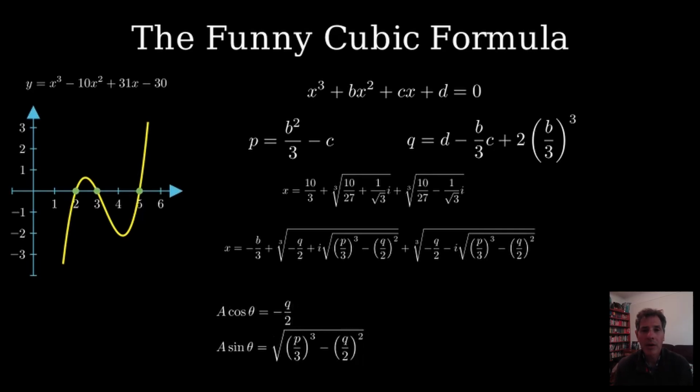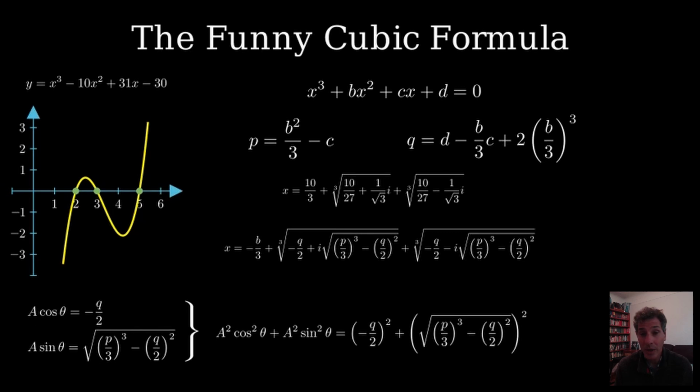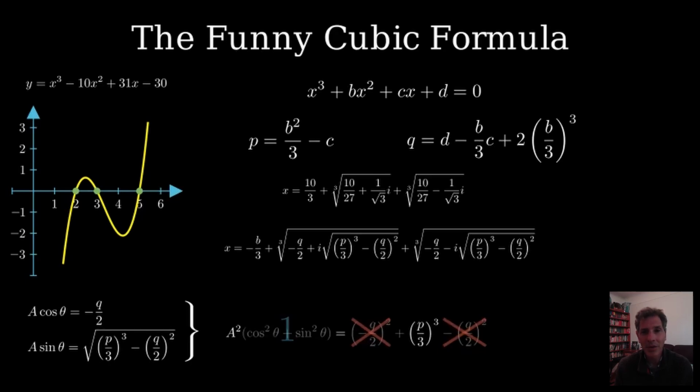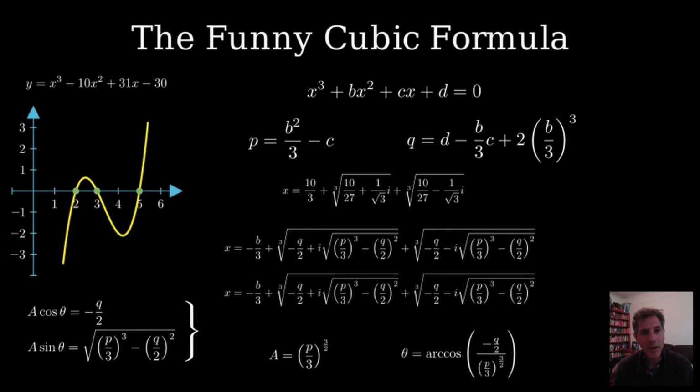a and theta are just new variables that will replace p and q for the moment. In order to find a in terms of p and q, we square both equations and add them together, and use the fact that cos squared plus sin squared equals 1, a trigonometric identity, in order to find a in terms of p and q. Then we substitute this result back into the first equation to find theta in terms of p and q. Now we go ahead and replace p and q in our cubic formula with a and theta.